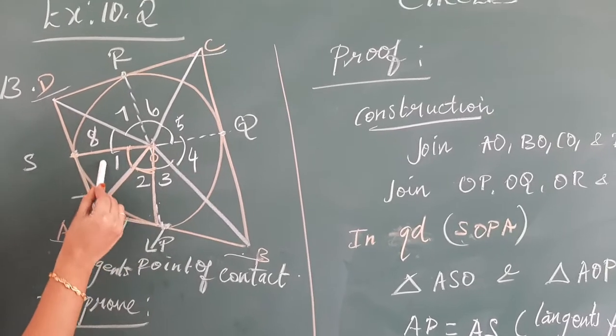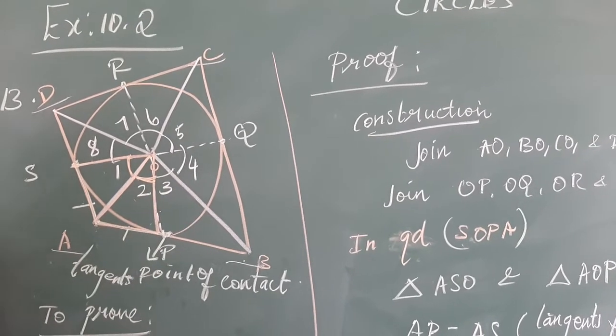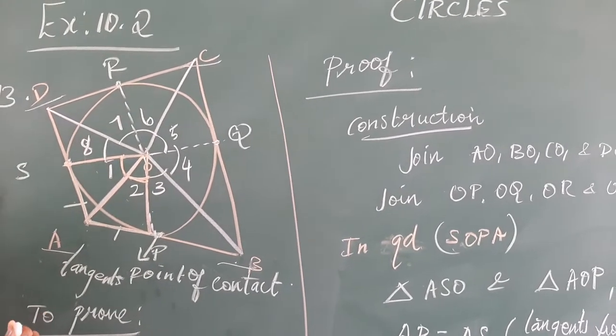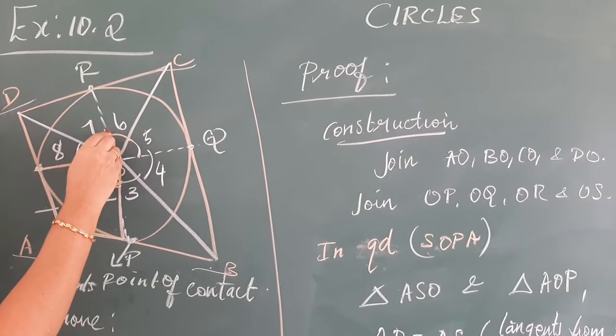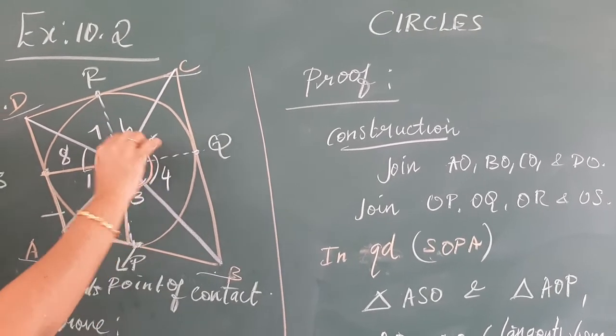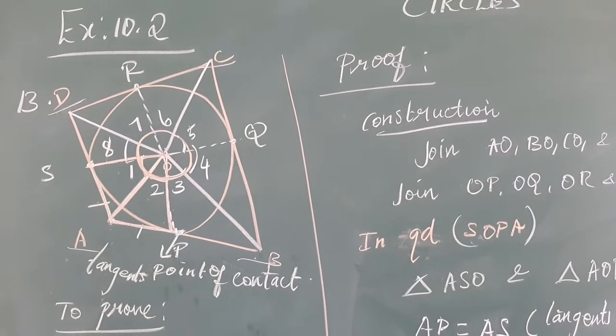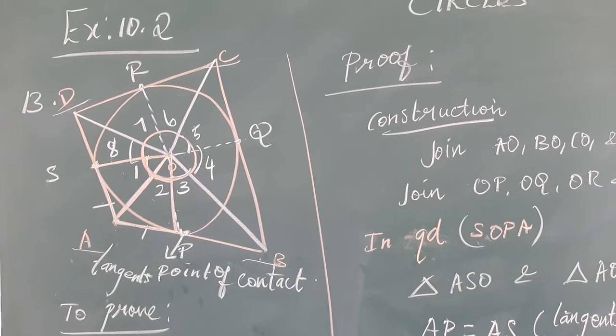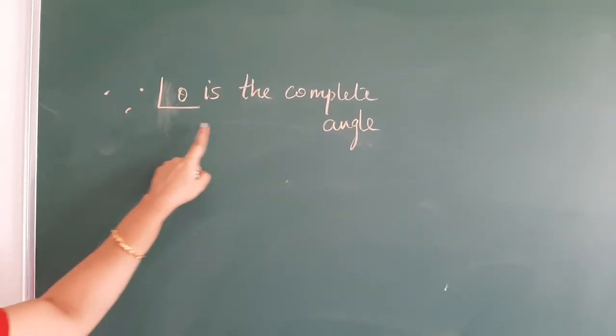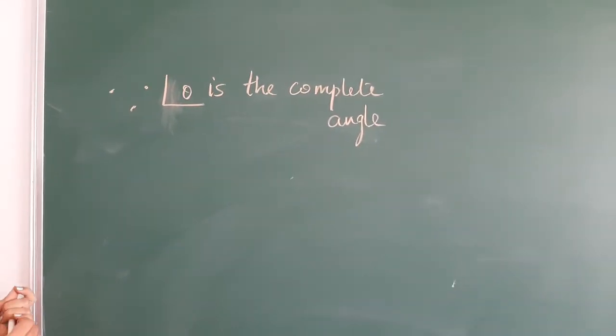So we have proved that each pair of angles is equal to each other. And now tell me, what is this angle O called? This angle O is called the complete angle. And what is the value of a complete angle? That is 360, right? Children, since the angle O is the complete angle, what do we know?